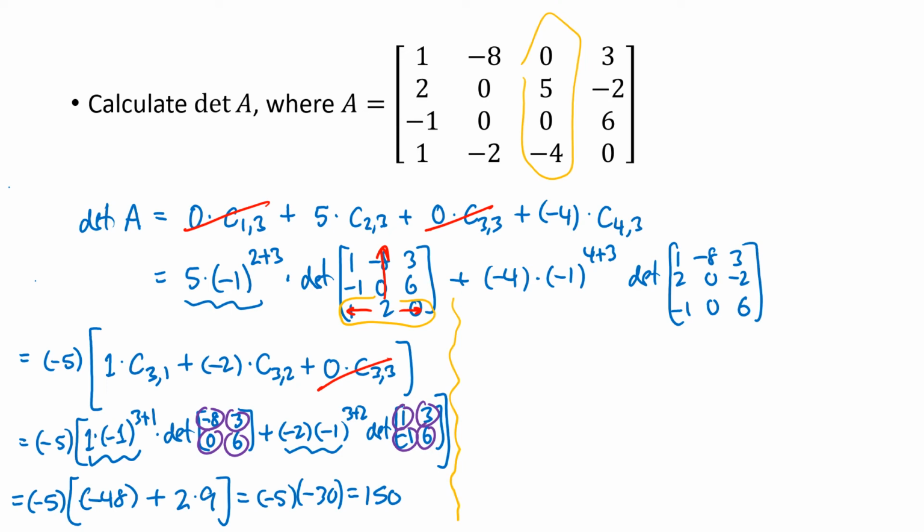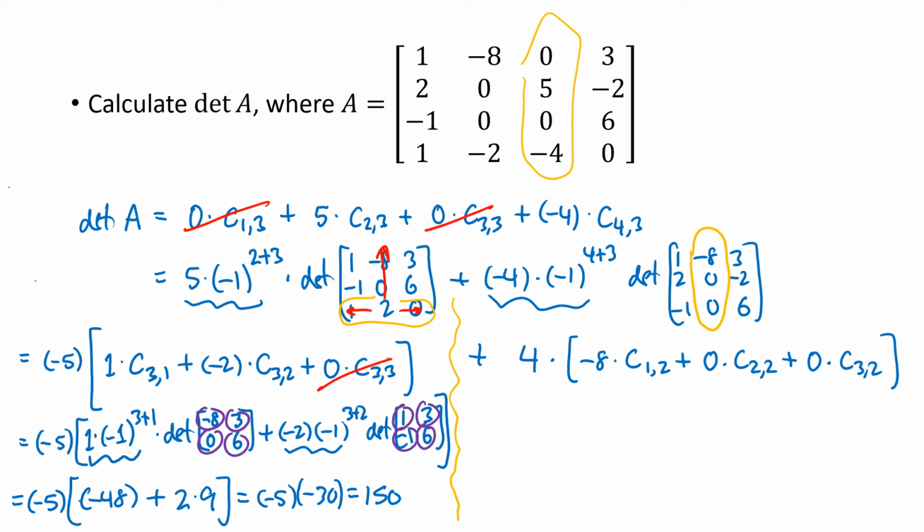Now we've got another 3 by 3 determinant to figure out. And what you hopefully notice here is that if I choose column 2, it has a couple of zeros in it, so this one won't be quite as bad. So we've got -4 times -1, so that's +4. And then in this 3 by 3 determinant, I've got -8 multiplied by the cofactor row 1, column 2, plus 0 times the cofactor row 2, column 2, plus 0 times the cofactor row 3, column 2. And that's two different cofactors that I don't have to worry about because they're getting multiplied by 0.